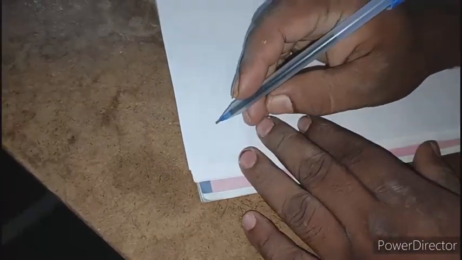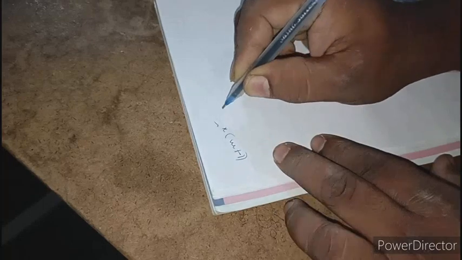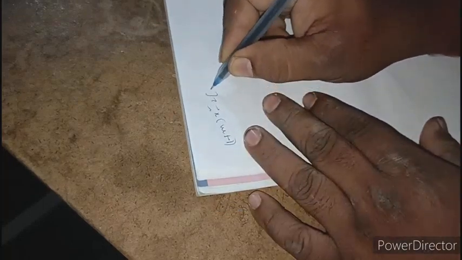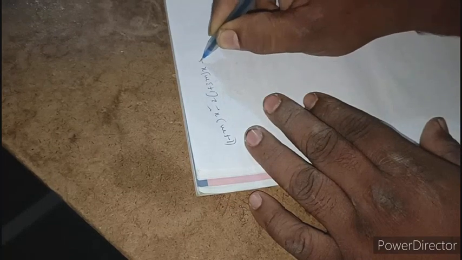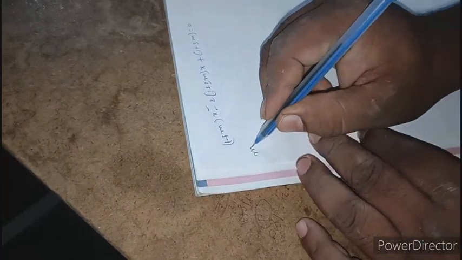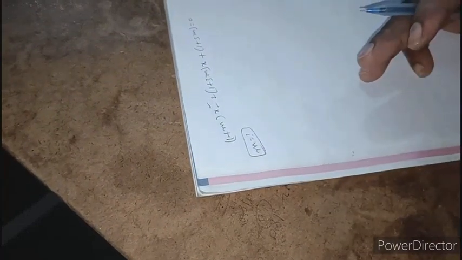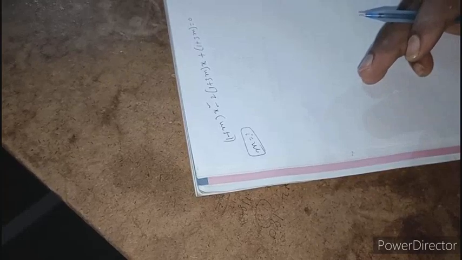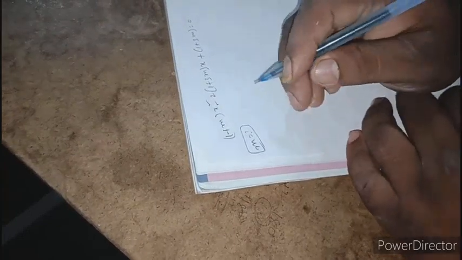And the next question is, if (1 plus m) x square minus 2 (1 plus 3m) x plus 1 plus 3m equals 0 has equal roots, then m equals question mark. We have to find out the value of m if it has equal roots.